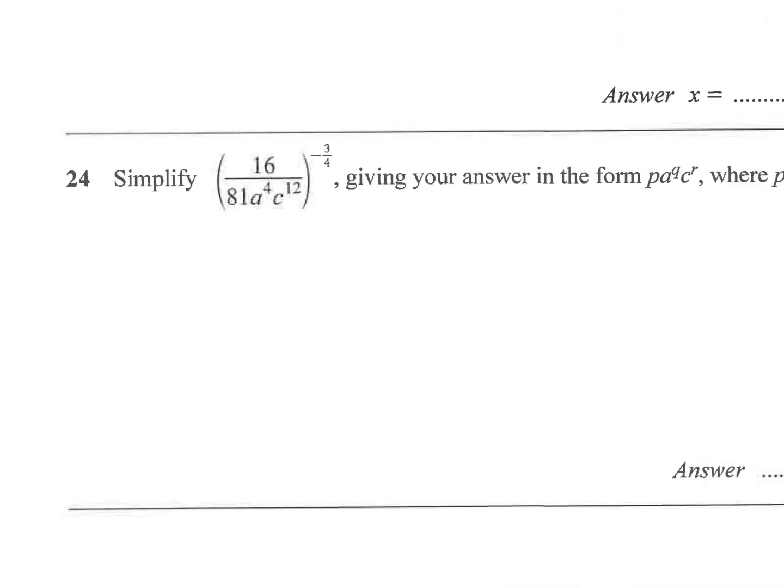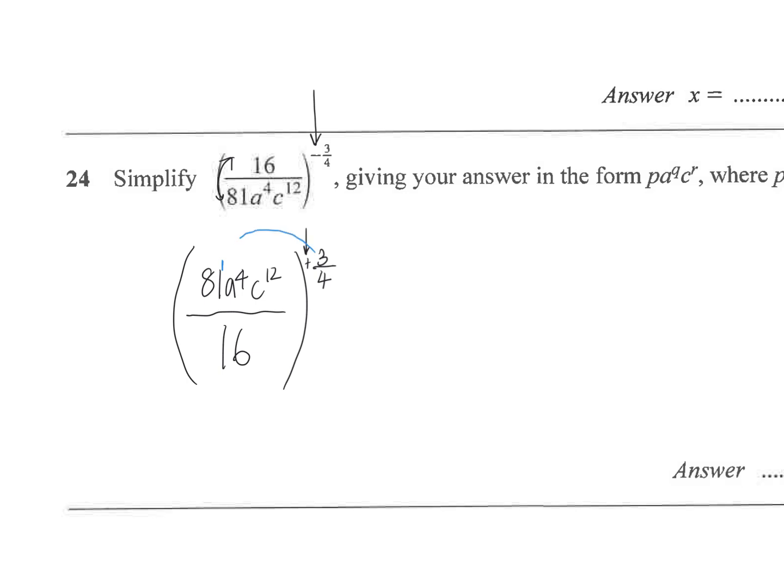Okay, the important thing is when you have a negative power, always change it to a positive power by flipping the terms inside. So everything at the denominator shifts up, everything at the numerator shifts down. Then the power is positive now. So this is the first step. The second step is everything in the bracket should get the power 3/4. So this one gets the power 3/4, this one also should get the power 3/4.